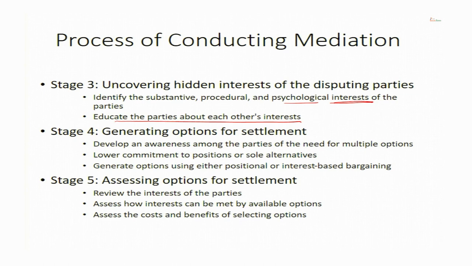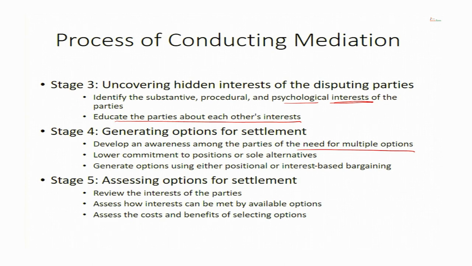about each other's interests. Stage 4 is generating options for settlement. It involves developing an awareness among the parties of the need for multiple options. I have already mentioned the importance of this point. Parties must keep on inventing options, generating options. There must not be a dead end. If you start insisting on one particular option and you are not willing to invent or go beyond that option, there may be a situation that mediation may fail. So therefore, it is the role of mediator to make parties aware about generating multiple options.